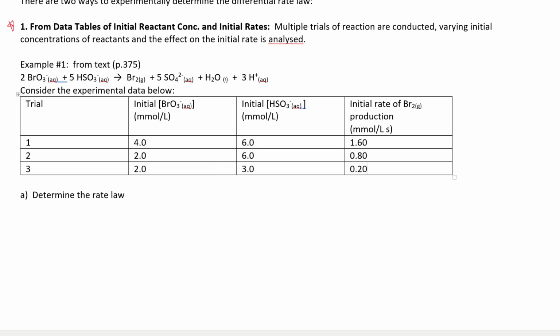If I look at the differential rate law, it states as follows: R is equal to K, the initial concentration of bromate raised to some exponent, and then bisulfite raised to a different exponent. And again, what I'm going to try and do is use the data to find these exponents, and then those exponents become the clues to tell me what's happening in the rate determining step.